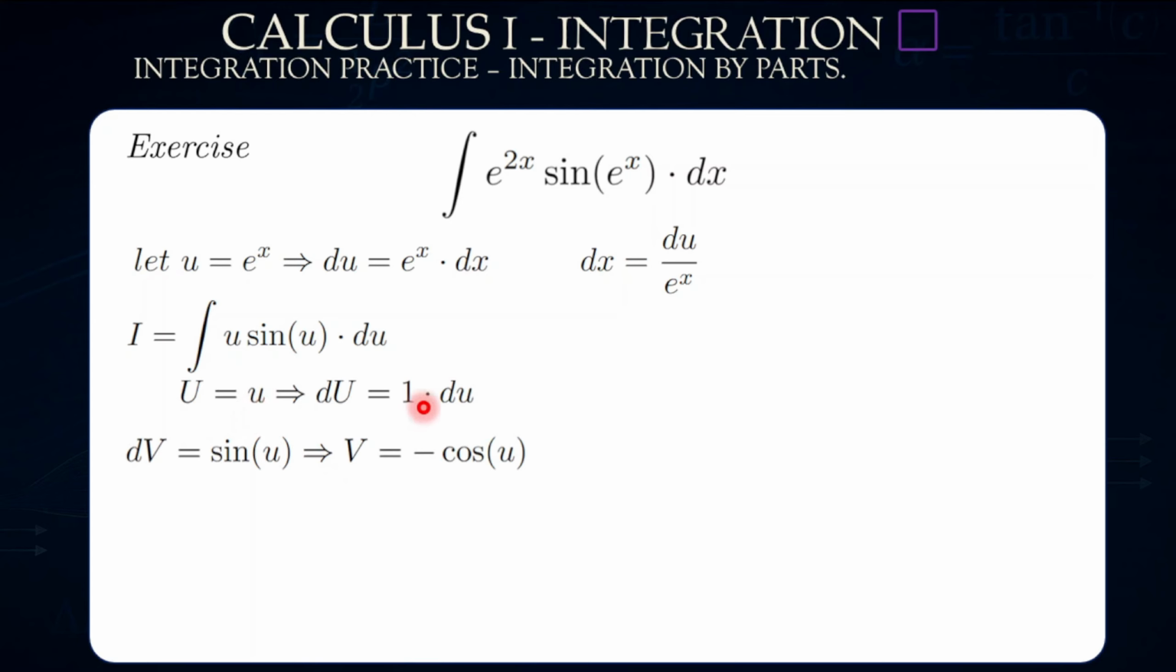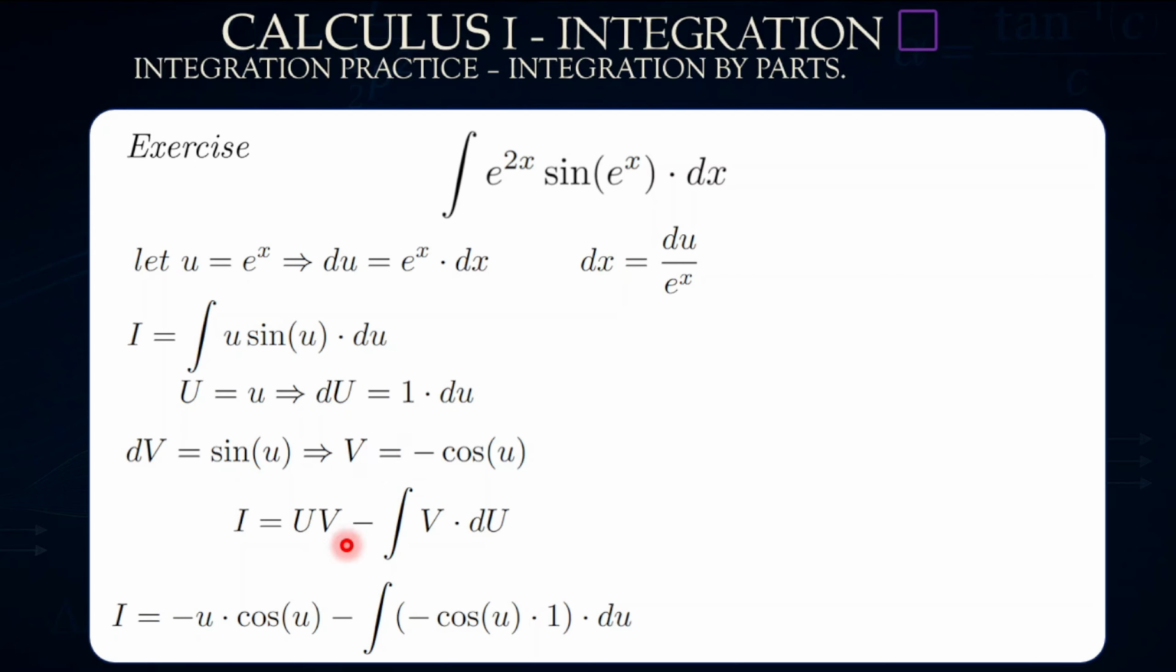Then dU is equal to 1, correct? Then dv equal sine u du. So v is equal to integral of sine u, which is minus cosine u. Thus, I equal uv minus integral of v dU. dU is 1 times du lowercase. So, I is equal to uv, multiply u by v.